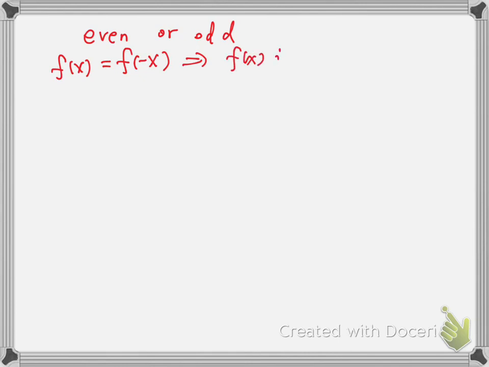Okay, so the next question is even or odd function. So what's the even function? If f of x is equal to f of negative x, that implies f of x is even. If f of x is equal to negative of f of negative x, that implies f of x is odd. Otherwise, it's neither even nor odd, right?